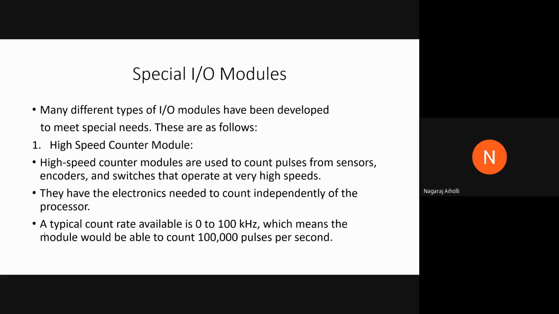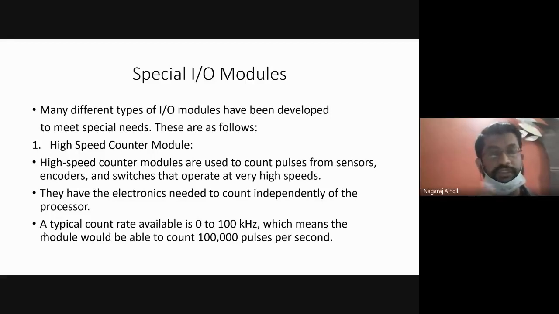Now this high speed counter module has certain electronics, and this electronic circuit is different from the processor. The electronic circuit is meant only to perform the counting operation. The processor is different, the CPU is different. But this electronic circuit, on the board, the PCB, is meant to perform only the counting operation. So both are operating in parallel: the processor and the electronic circuit for the counting operation.